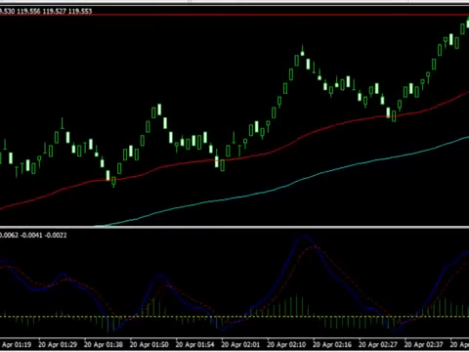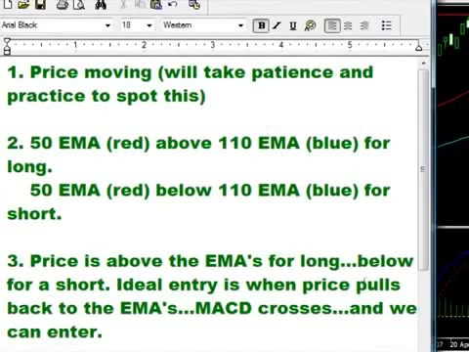So this is a range chart. This is a 3-minute range chart, so you'll have to set that up. And I've written out the rules. Okay. Rule number one, as usual, is we want price to be moving. We can see that pretty easily in the range charts. So we want to make sure that there's some real sine wave action, up and down, before we even consider a trade. And this will take a bit of patience and practice to spot, but it's very, very important.